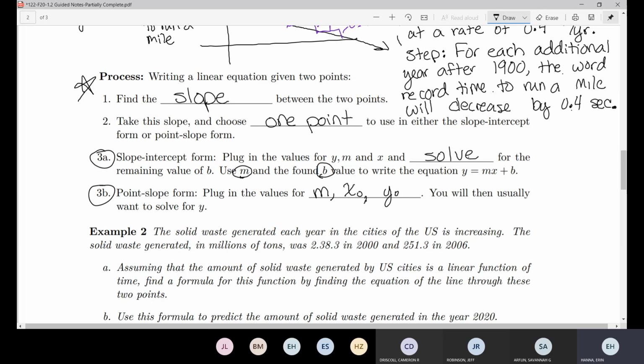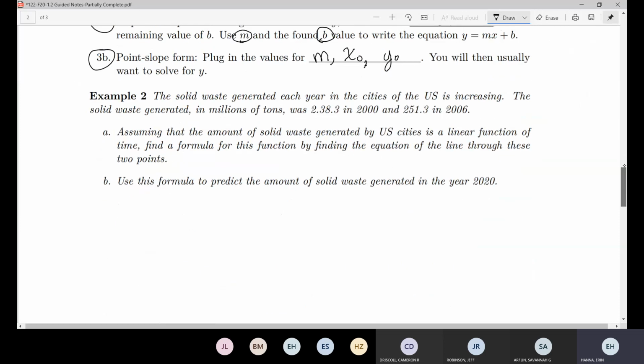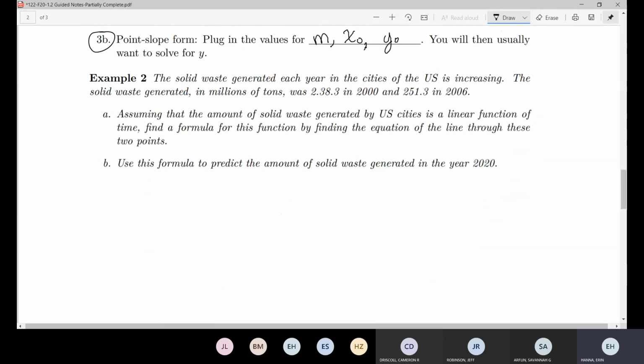And if it's kind of down the middle, then I'll just jump back and forth between the two. But anyway, that's how we're going to be able to write the equations of these lines. So let's see an example.